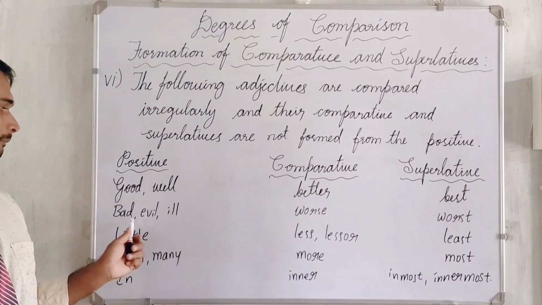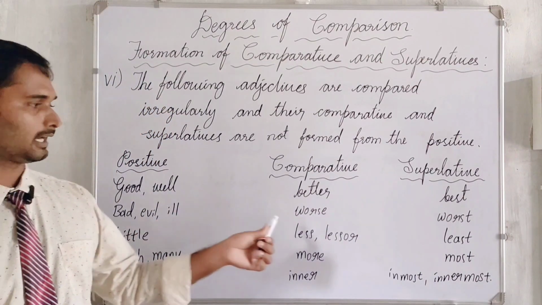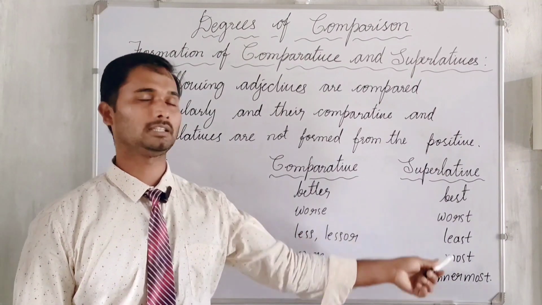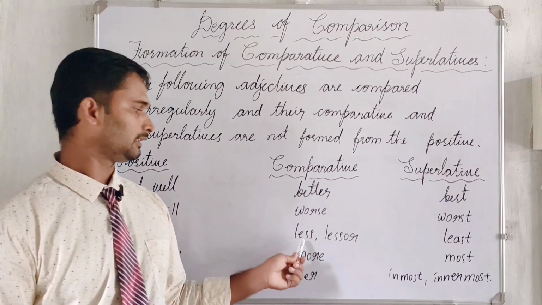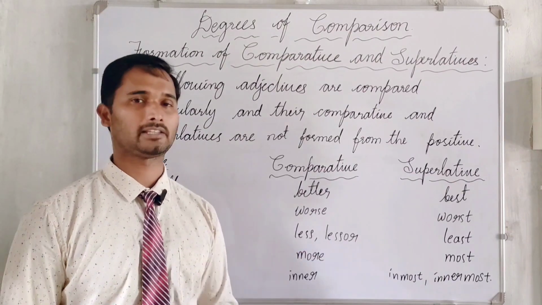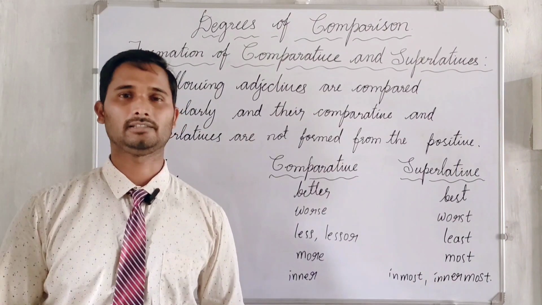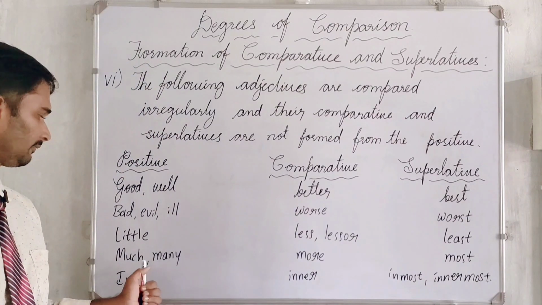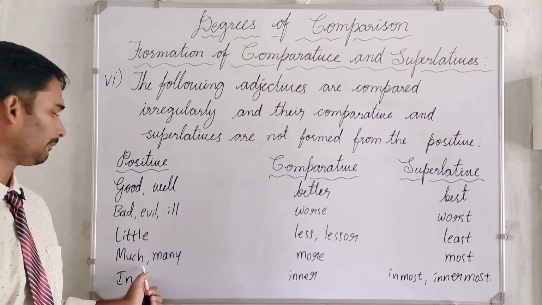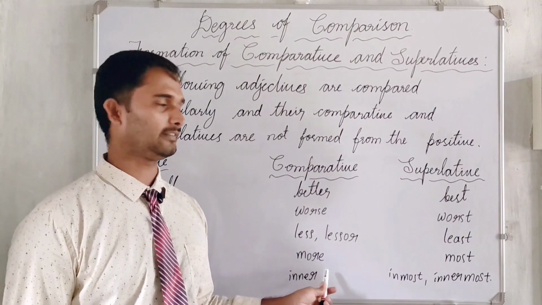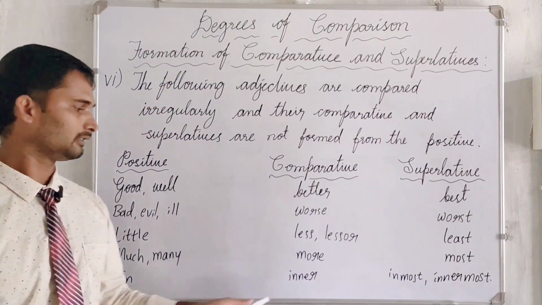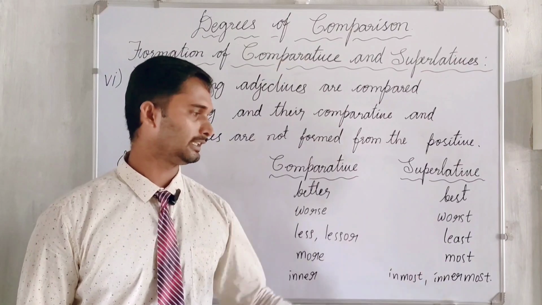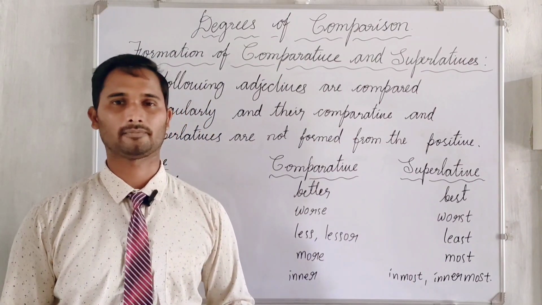Some more examples. Bad, evil, ill. The comparative form is worse and the superlative is worst. Little. The comparative is less or lesser and the superlative is least. Much, many. The comparative is more and the superlative is the most. In, inner, inmost and the innermost is the superlative form.